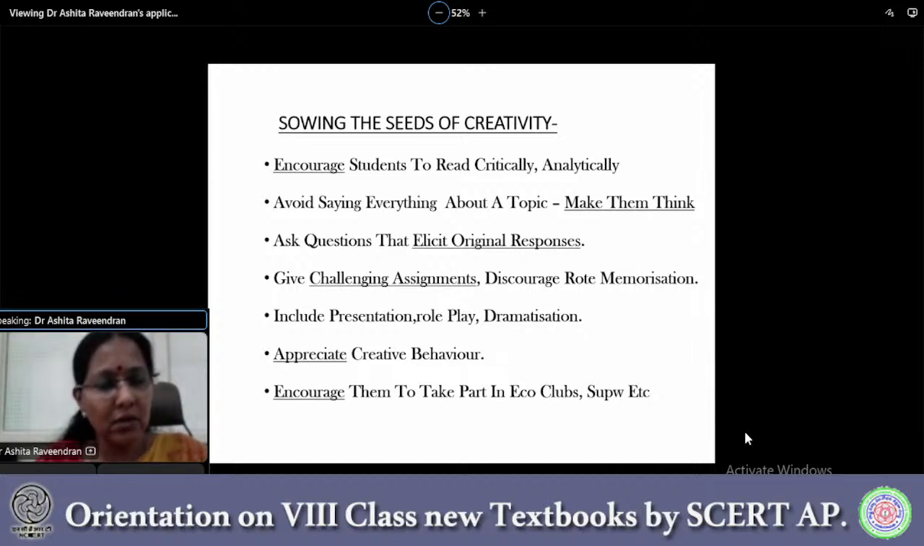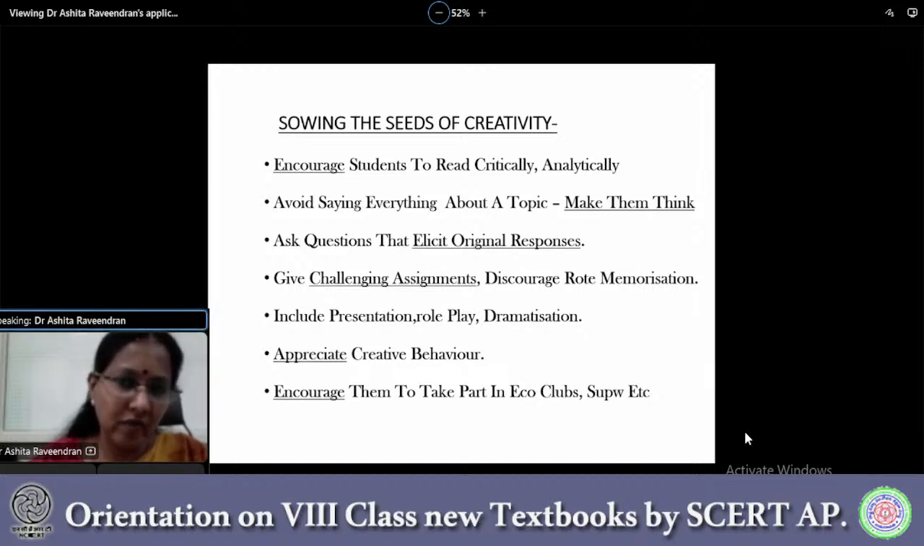Then let them ask questions so that they give original responses. Encourage them to ask questions, and you also ask questions. Discussions happen then, and this will help us find the original responses. Then give them many challenging assignments so that no rote memorization happens. Rote memorization without understanding is a very big problem in our education system. So we need to give them challenging assignments so that there is no rote memorization.